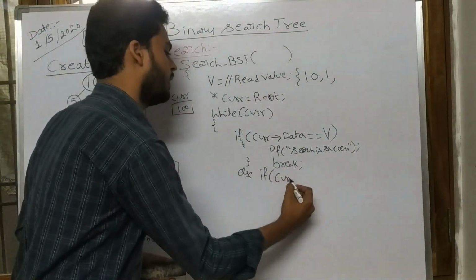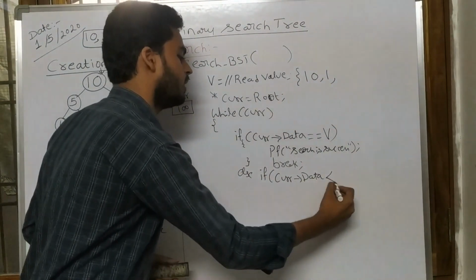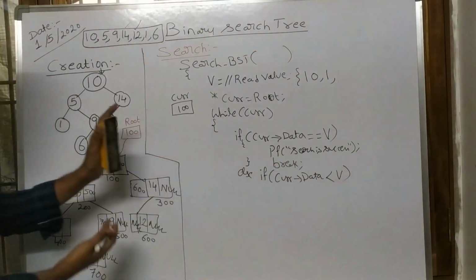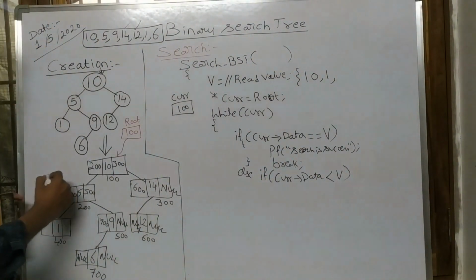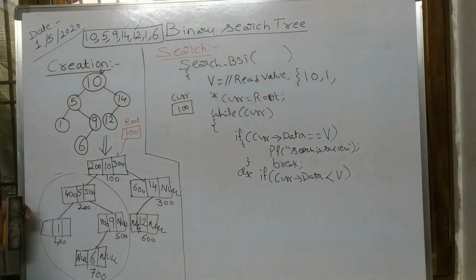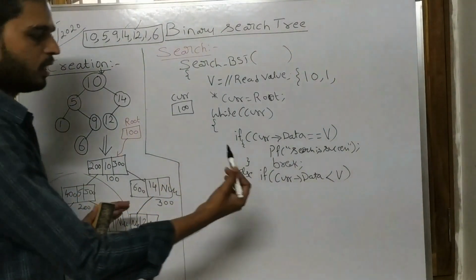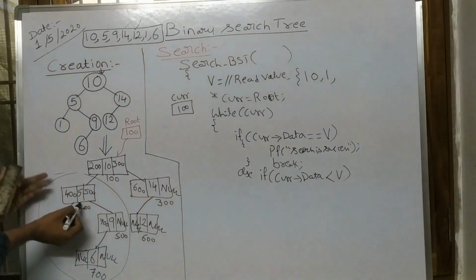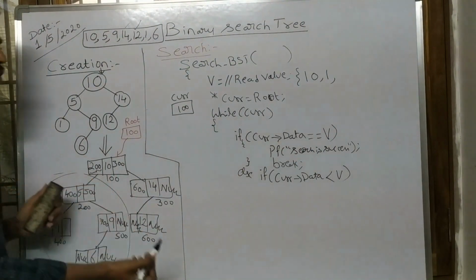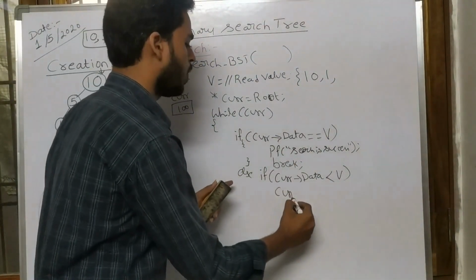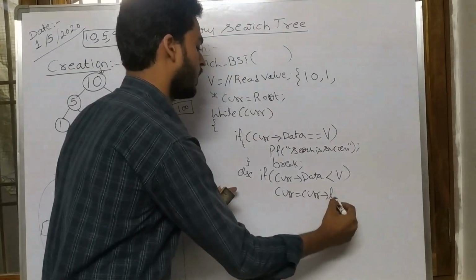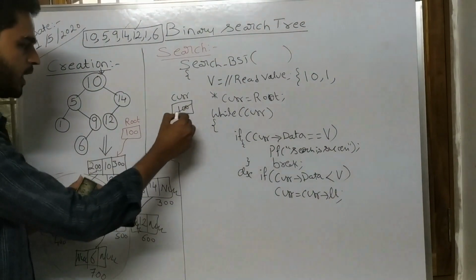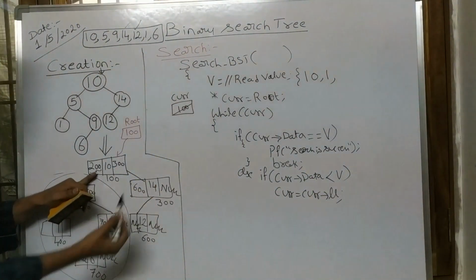That is, if current->data is less than v or not. If current->data is less than v, what do I need to do? My data may exist on the left part. I need to move to the left side. If I want to move to the left side, which is the address for that subtree? 200. So I will modify this pointer: current equal to current->left. What is current->left? It is 200.